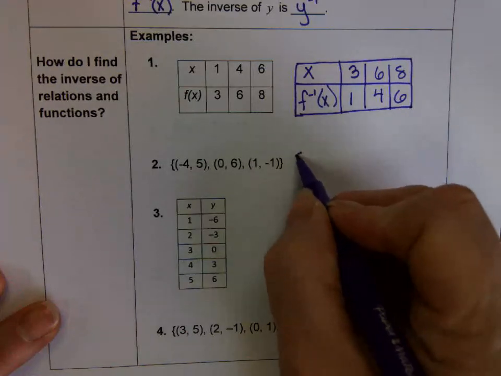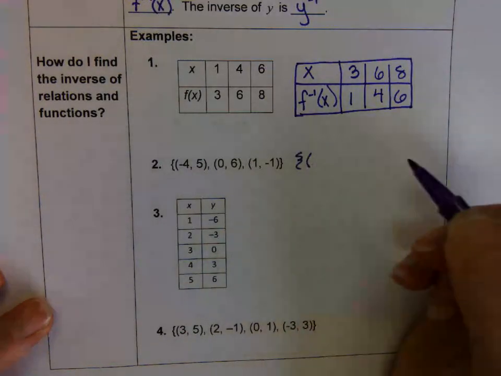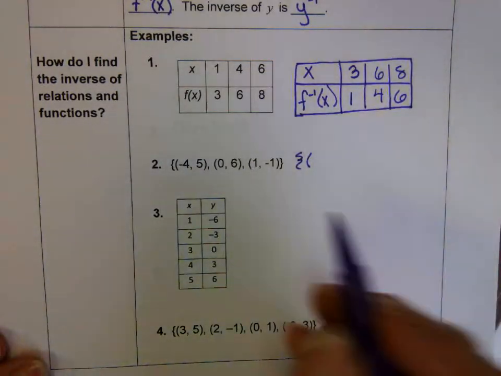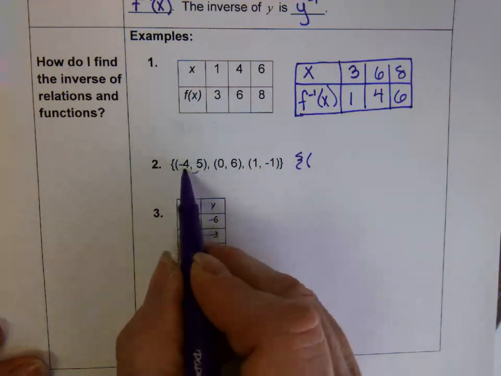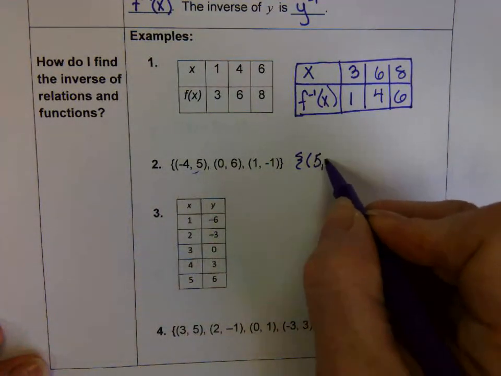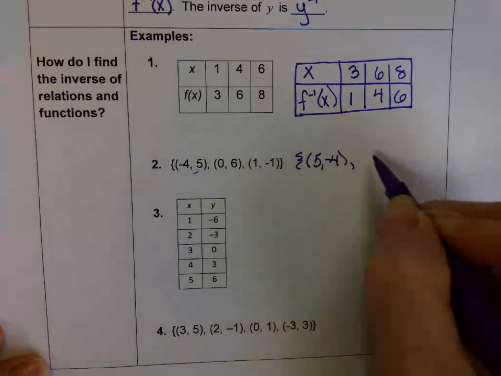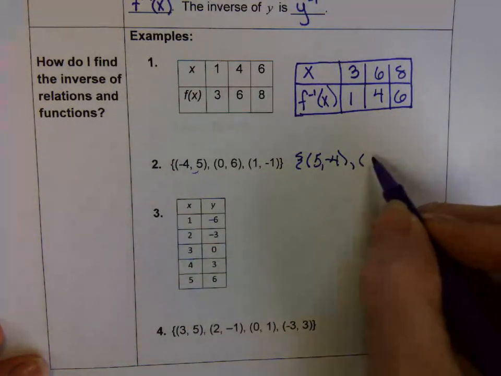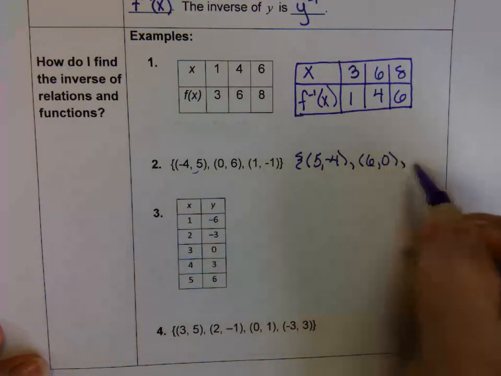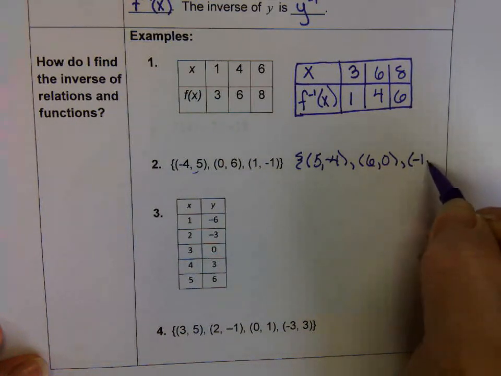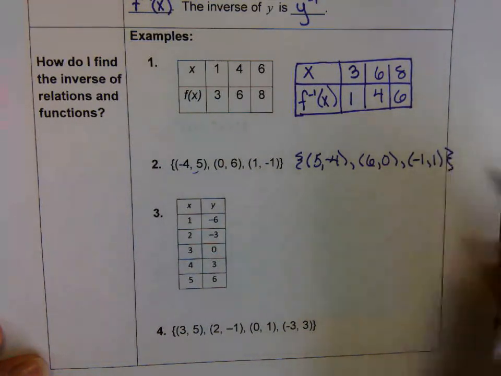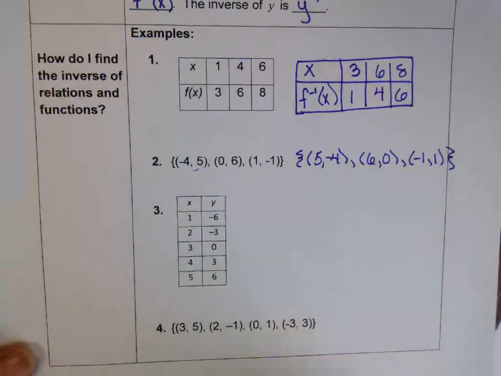As we look at a set, draw your braces, start your ordered pair, switch your x and your y, comma, switch the next ordered pair, comma, switch the third ordered pair, and finish off your set.